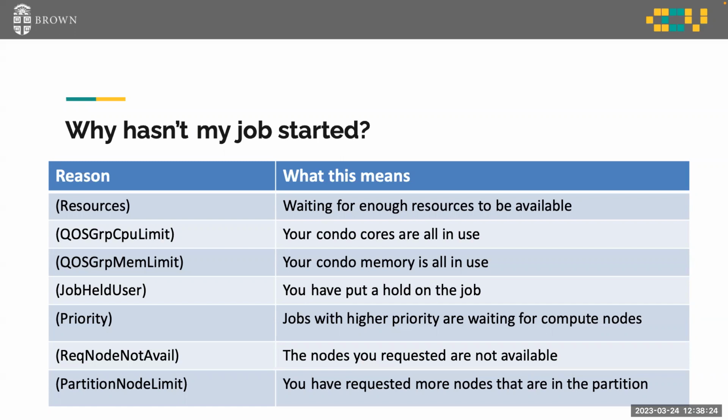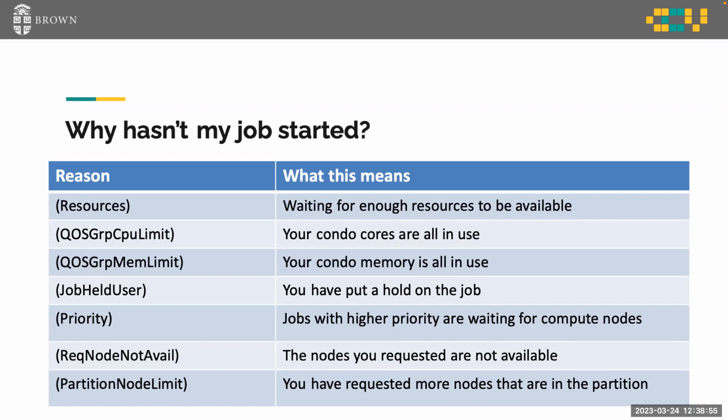Group CPU limit, group memory limit. These are things you run into with condos, okay? If you see this as a reason on Oscar for your job not starting, that means that all of your condo's cores or memory are in use already. So your condo's flat out and can't take any more at this point. So you're waiting for other people's jobs to flush out of the system. Job held by user: you can actually place a hold on a job yourself, but presumably you'd know that you did that.